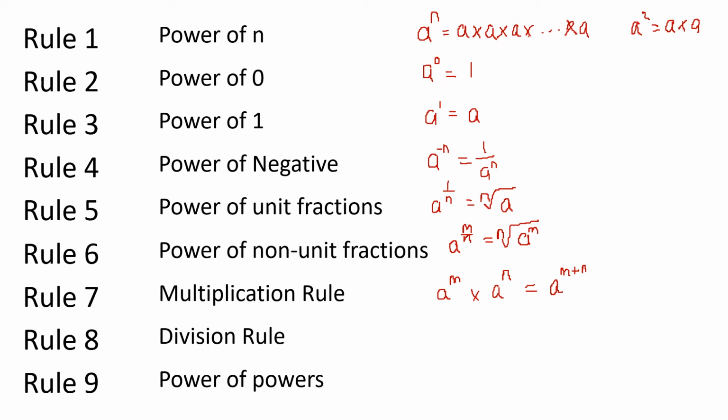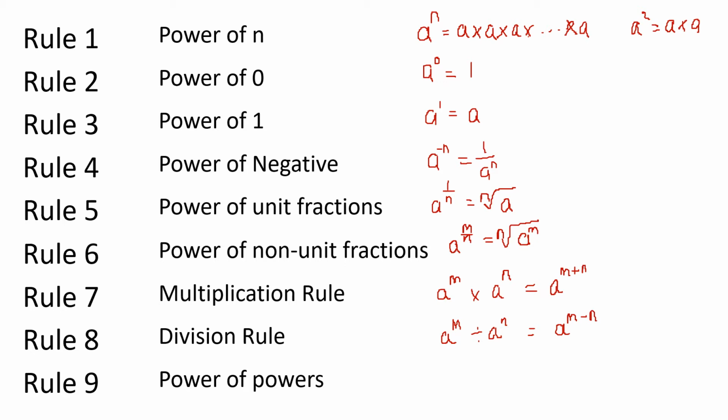Rule 8, the division rule. This is just the opposite of our multiplication rule. So we would have a to the m divided by a to the n. This time, instead of adding together, we take them away. So we would have a to the m minus n.